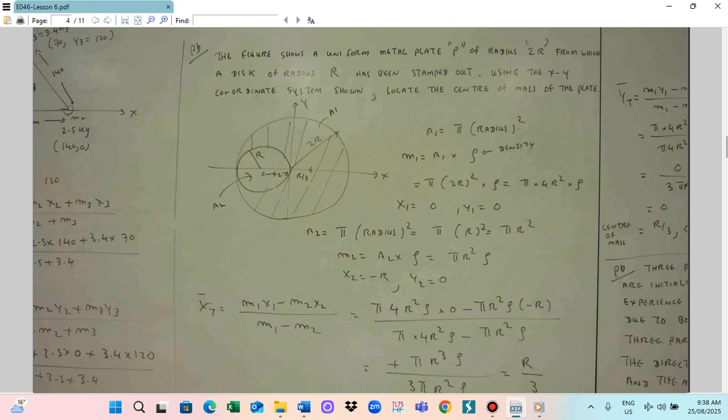So in this case, how do we calculate the radius squared? We just take pi multiplied by radius, the radius will be r square. So A2 is pi r square. So the M2 is A2 multiplied by rho. So we have density, so pi r square into rho. So this is the M2. For the M2, this is H2. H2 is located at minus R. So H2 is minus R, and also Y2 is equal to 0.